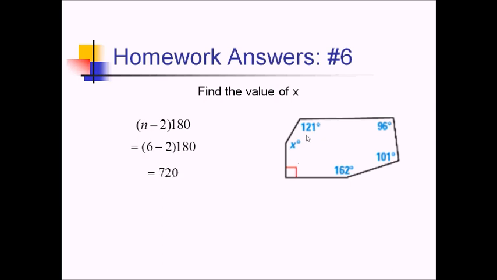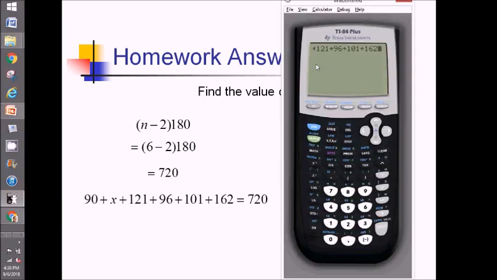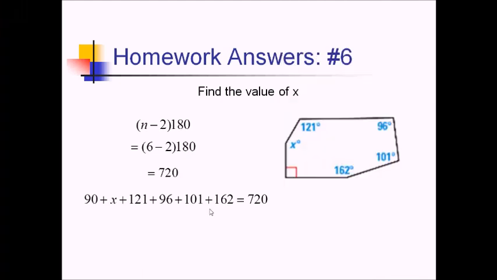So we'll just add all this stuff together now and set it equal to 720. And we've also got this 90-degree angle in here. Don't forget about that one. So we have 90 plus x plus all these other angles. What does all that add up to? Well, I'll ask my calculator. So I've entered all those numbers on the left side into my calculator, and that adds up to a total of 570. So we've got x plus 570 equals 720. Subtracting 570, x then must be 150 degrees.